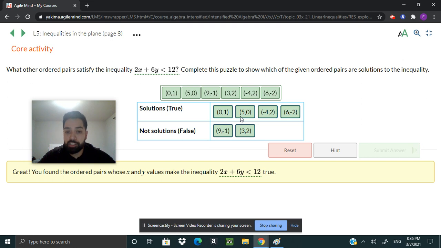So remember, these still represent your candies and your combos that you can buy. So it says you can buy 0 candies and 1 combo, and you would have some money left over. You can buy 5 candies and no combos, and you would have some money left over. Now, what about this? This is kind of weird. How can you buy -4 candy boxes? Maybe some of those don't make sense in the context of the story, but they still satisfy the inequality, and we'll talk about that later.